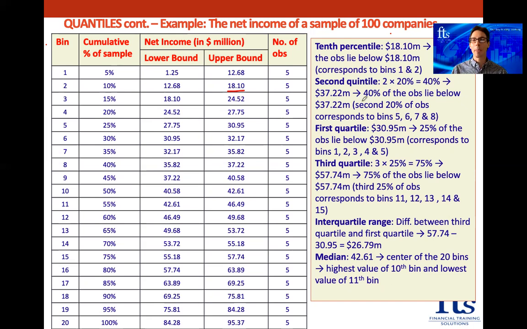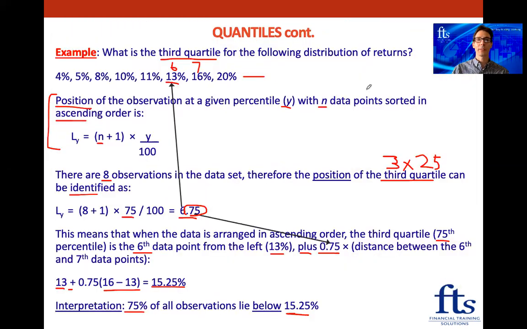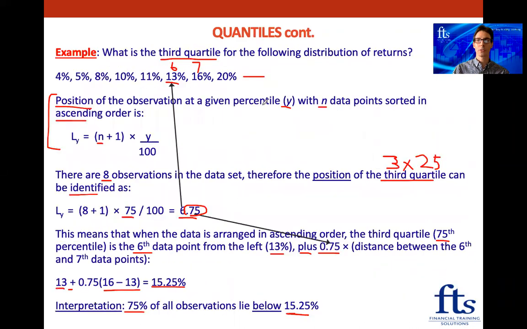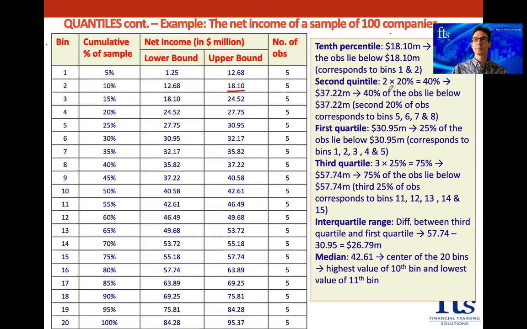Now, let's try another one. What is the second quintile? So remember quintile, the distribution is split into fifths. So let's just go back here to double check. Remember, quintile divides the distribution into fifths. I just wanted us to see that again. So the second quintile then is going to be 2 times 20%, which is 40%. So we need to go there, 40%. The answer is going to be there for the second quintile. So it's going to be 37.2 million.